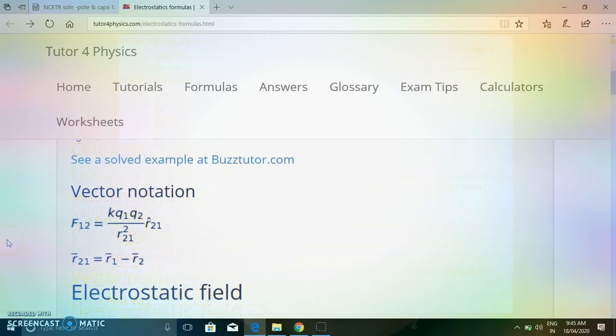If you represent Coulomb's law in vector form, we get the force on charge 1 due to charge 2 is equal to k q1 q2 upon r21 square times the unit vector pointing from charge 2 to 1, that is r bar 21 is equal to r1 minus r2.